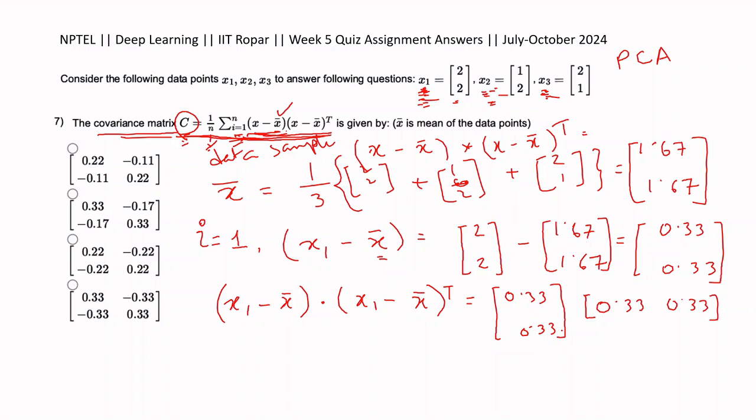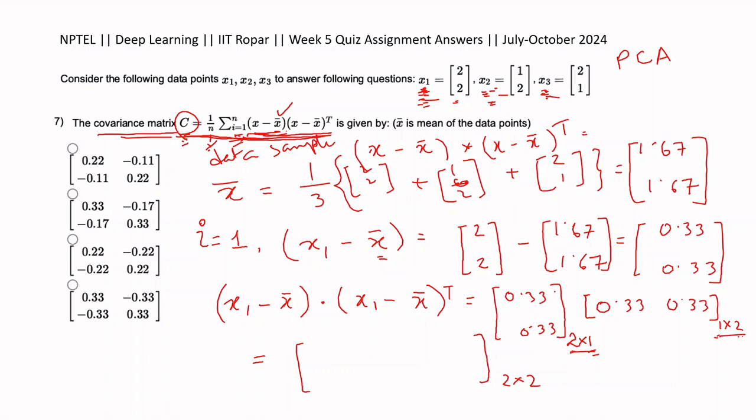Here you see the size of these matrices or vectors. The size is 2 by 1, 2 rows and 1 column, and the transpose matrix is 1 by 2. So it is compatible for matrix multiplication, right? The final size of the matrix will be 2 by 2, because 2 by 1 multiplied by 1 by 2 gives 2 by 2.